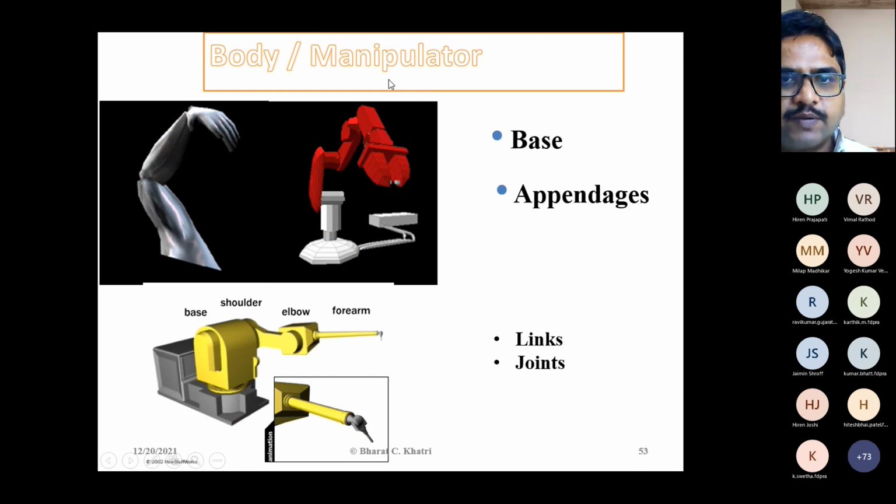So the first thing, the manipulator, has a base. It has a shoulder, an arm, and a grip, you can say. So it looks similar to the human hand. The major things are the links and the joints.